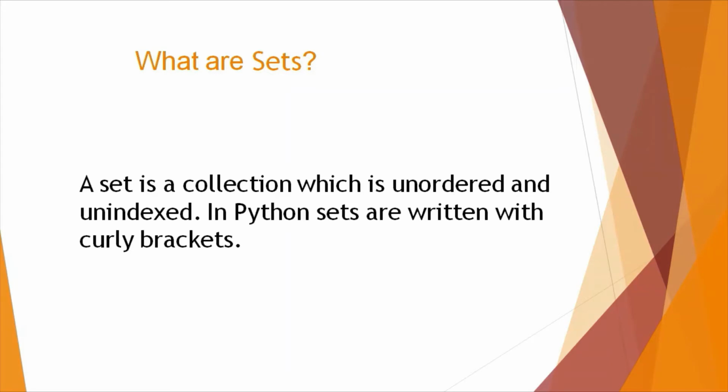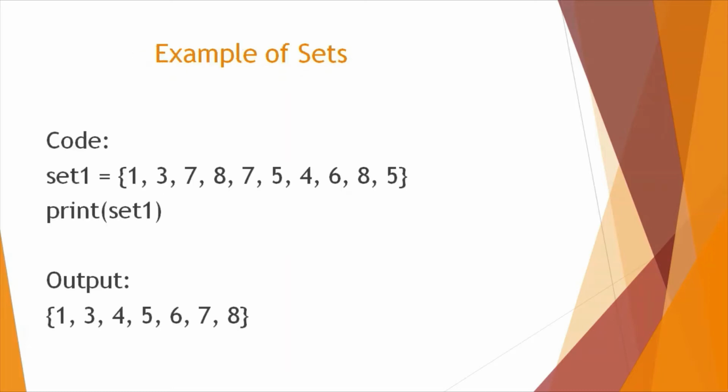So first of all, let's see what sets are. A set is a collection which is unordered and unindexed. In Python, sets are written with curly brackets. So here is an example of sets. Here I have declared set 1, which is equal to curly braces 1 3 7 8 7 5 4 6 8 5. And if I print this set 1, the output I will get is 1 3 4 5 6 7 8. So it will remove the multiple occurrences of a particular element. Moreover, it will order the set.